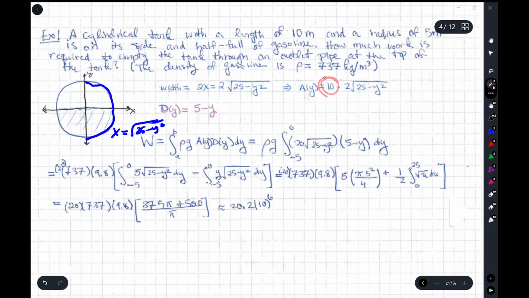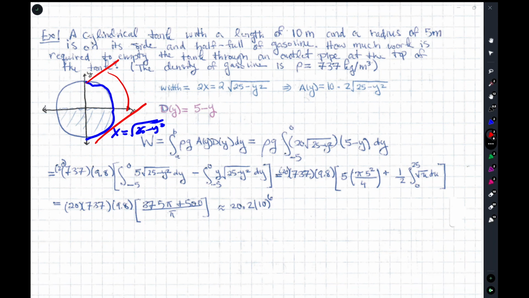And what about that 10? Well, this thing has a length of 10. So this actually extends out. If we imagine drawing this, it'll extend out 10 meters. And so that's where that 10 is coming from. And so that's the cross-sectional area of one slice that extends out also. It's going to be the width, and the width depends. At y equals 0, you get a very wide slice, and at y equals negative 5, the slice is 0 in width. But they all have a length of 10.